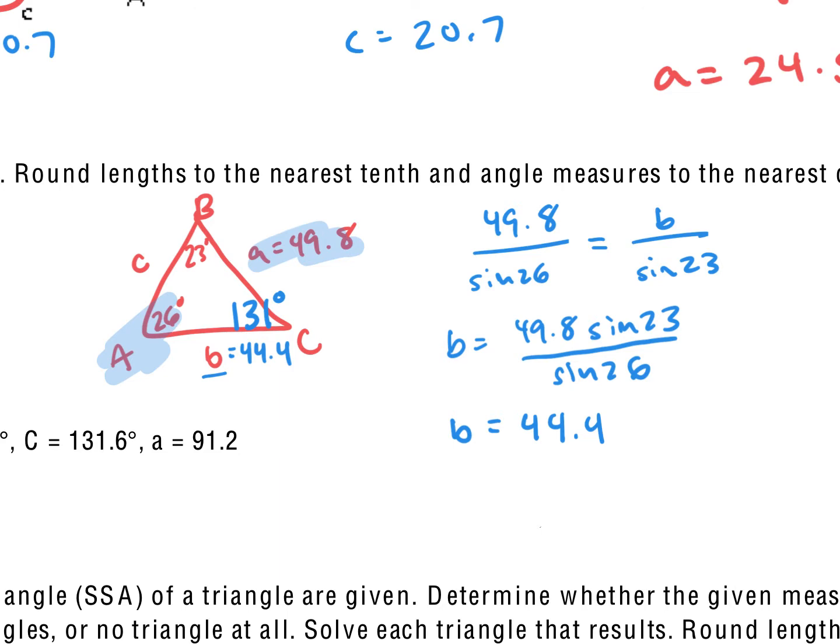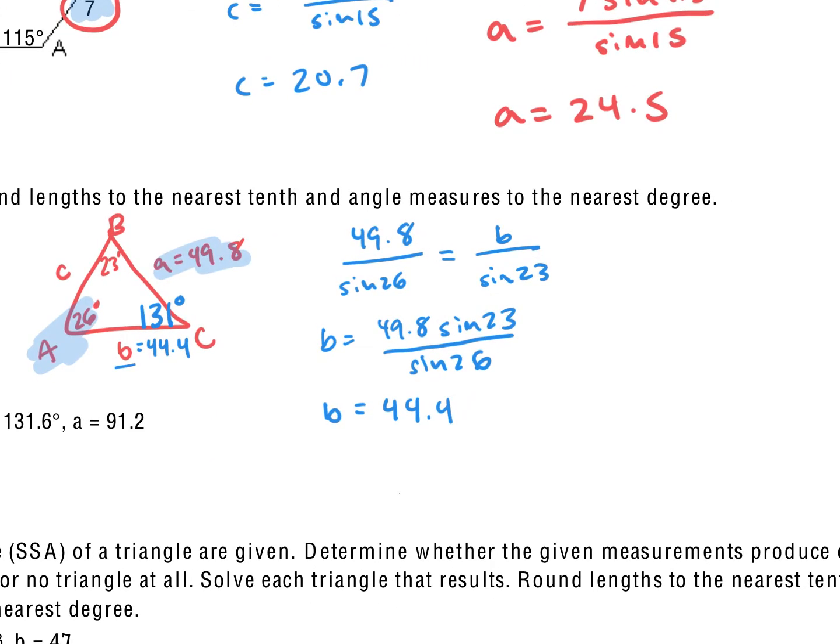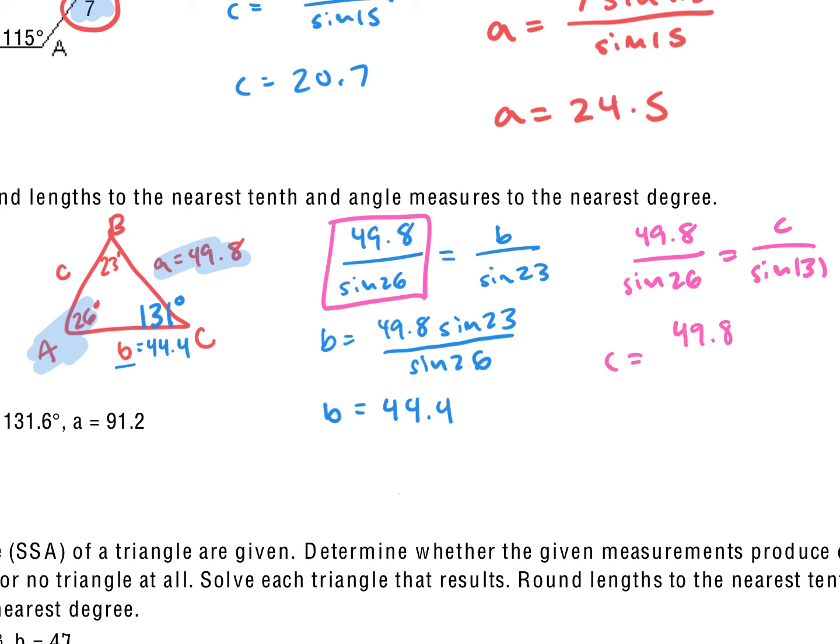And then last thing we have to do is find C. So what should I do to find C? We can do it the same way we found B. So I'm going to still use my given proportion here, so 49.8 over sine of 26, and that's equal to C over sine of 131. Cross multiply and divide. So we get C is equal to 49.8 times sine of 131 over sine of 26. We put that into our calculator, and what do we get? 85? 85.7.